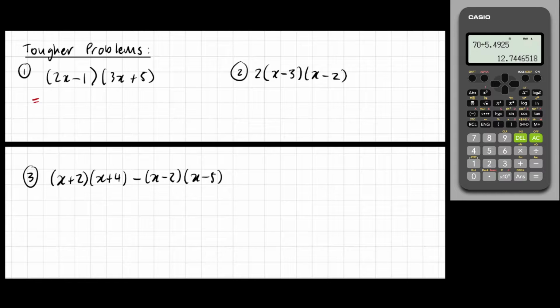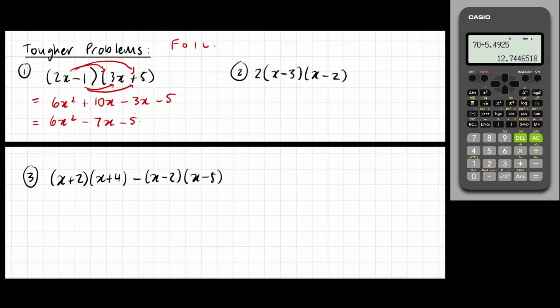So for the first one, we've got 2x minus 1 times 3x plus 5. So really straightforward. We're going to do first, outside, inside, last. Our rule, FOIL. First, outside, inside, last. So 2x times 3x is 6x squared. 2x times 5 is 10x. Negative 1 times 3x is negative 3x. And negative 1 times 5 is negative 5. Put that all together, and we're going to get 6x squared plus 7x minus 5.